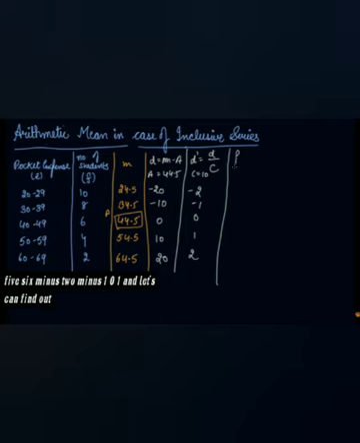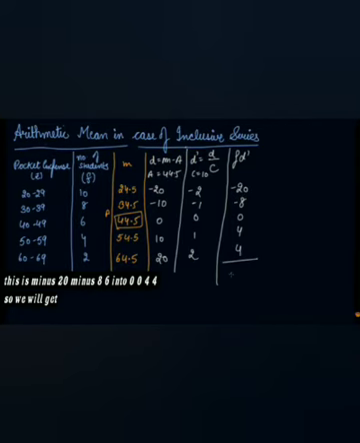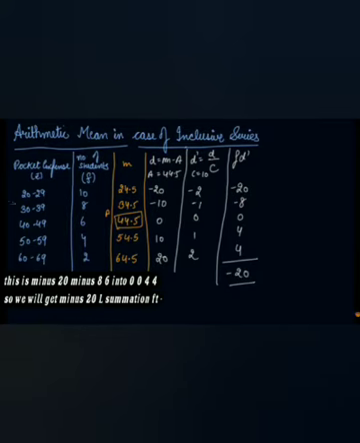Let's find out the fd dash by multiplying it with frequency. So these are the number of students. This is minus 20, minus 8, 6 into 0 is 0, 4, 4. So we will get minus 20 as summation fd dash.